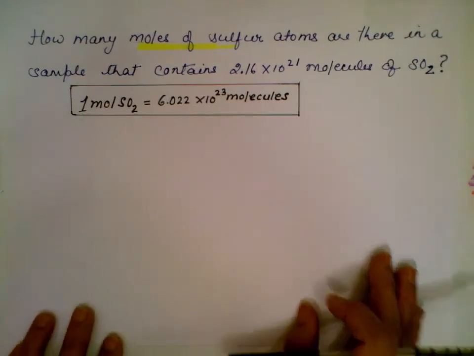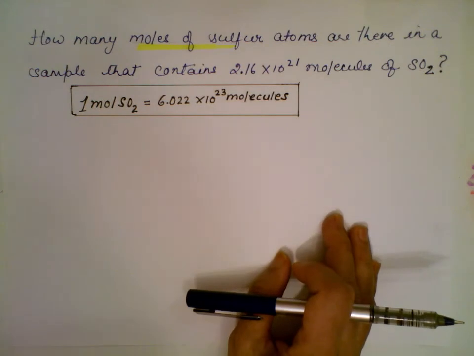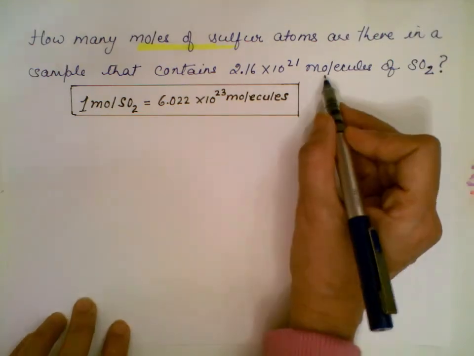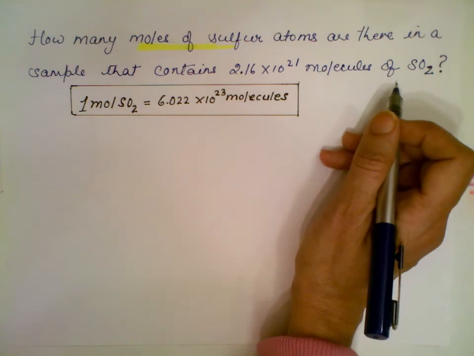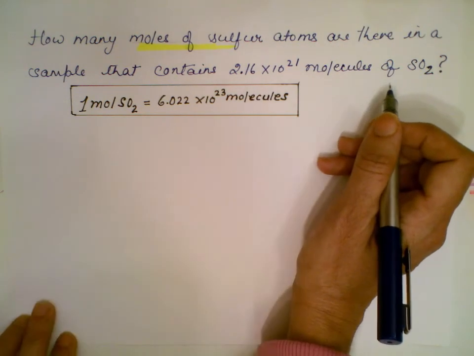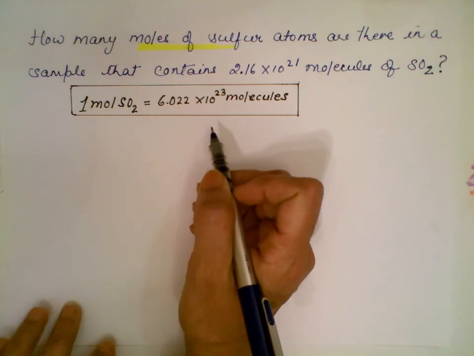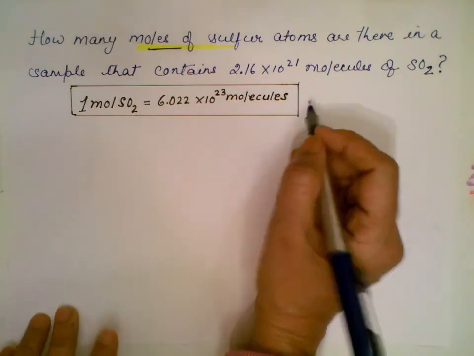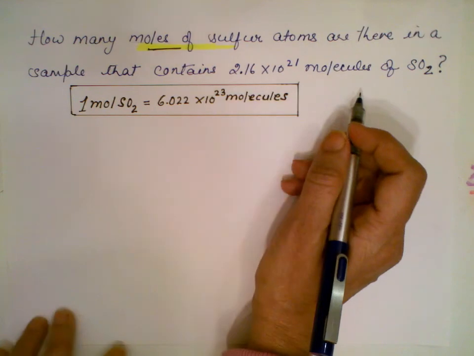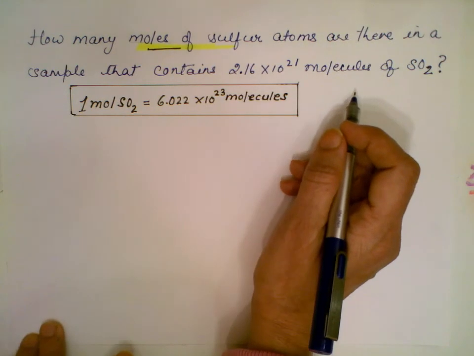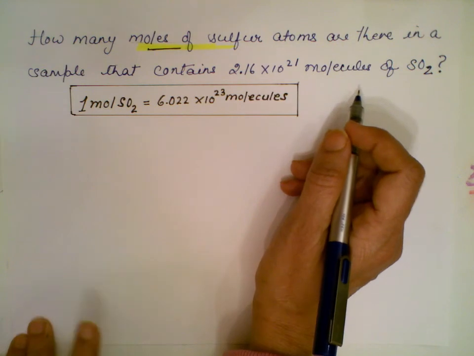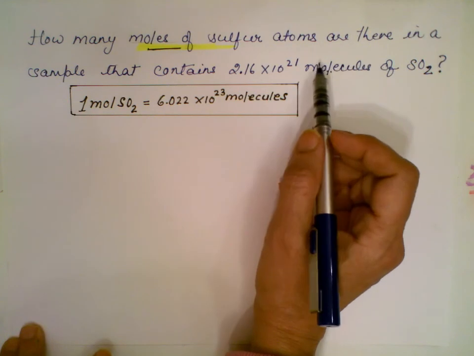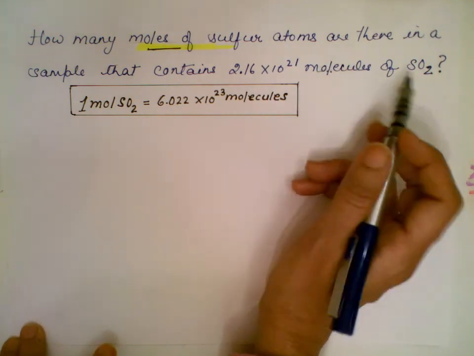Let's do the other problem here. How many moles of sulfur atoms are there in a sample that contains 2.16 times 10 to the power 21 molecules of sulfur dioxide? In this question, you are asked to find the moles of sulfur, not the moles of sulfur dioxide. Again, this is a problem where you have to use one more conversion factor. First you have to go to moles of sulfur dioxide and then to moles of sulfur.